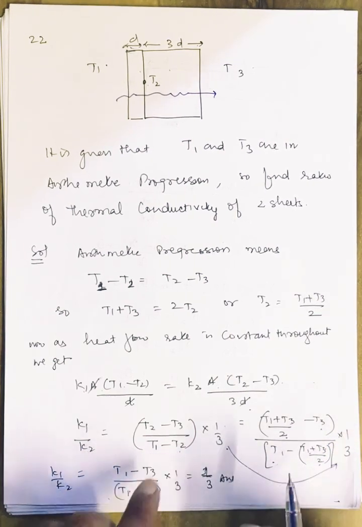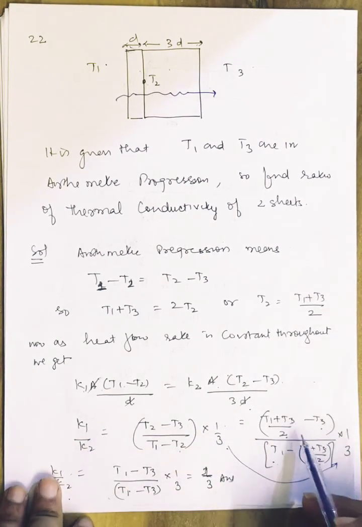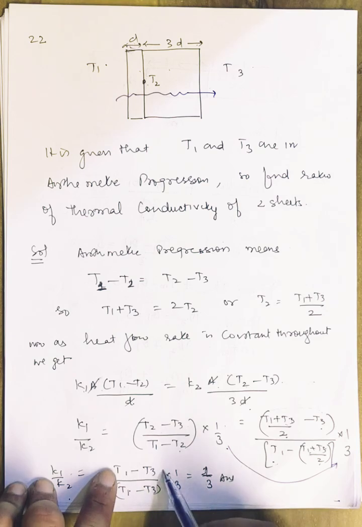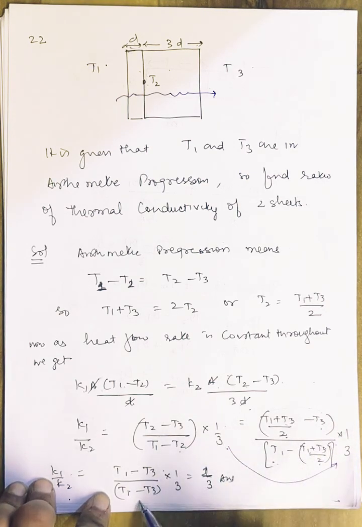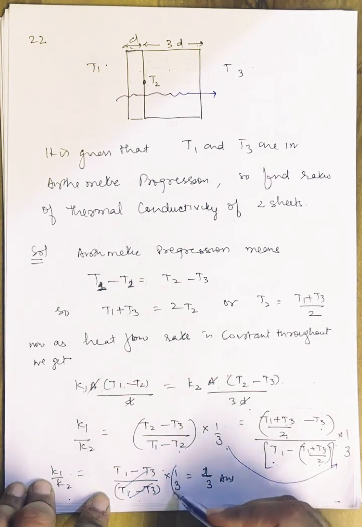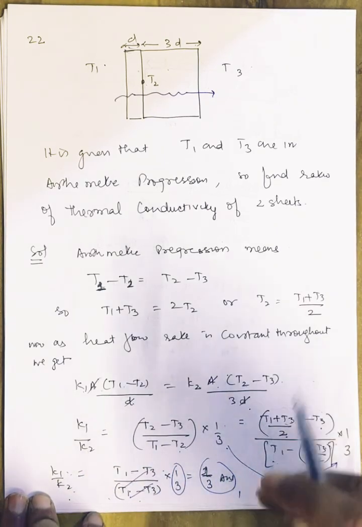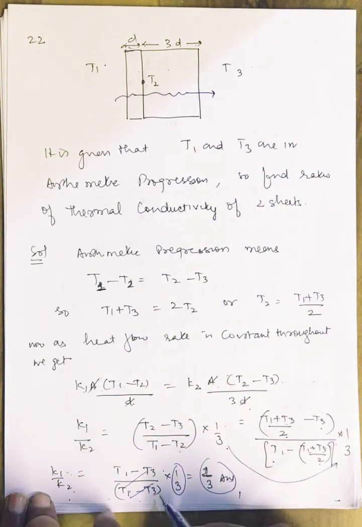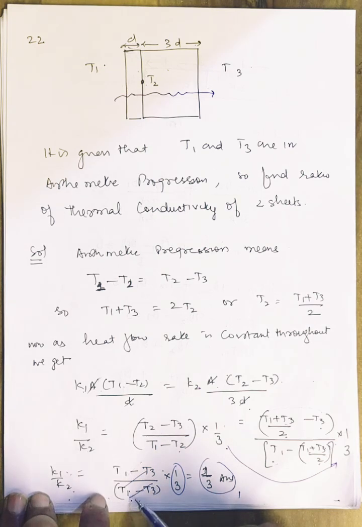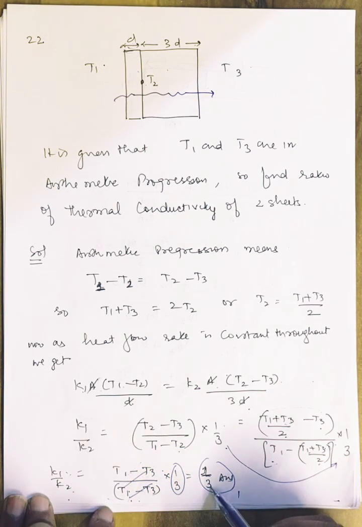is as it is. Now you can see that K1 by K2, on solving, we get T1 minus T3. Here also I'm solving, I'm getting T1 minus T3. So this gets cancelled and only 1 by 3 is left. So the final answer of K1 by K2 is 1 by 3. So they formulated it in a way that it's easily calculable, and this gets cancelled. Ultimately we get K1 by K2 as 1 by 3.